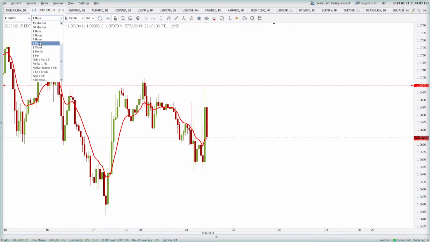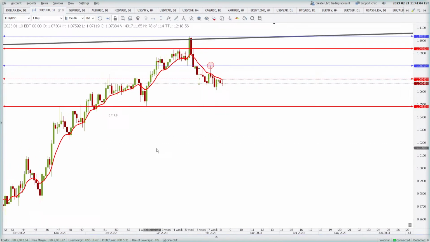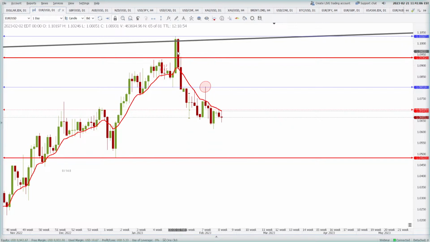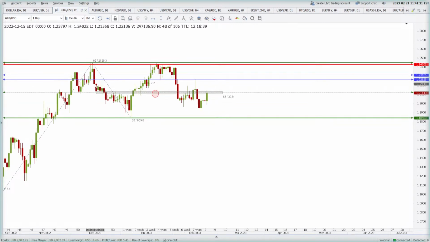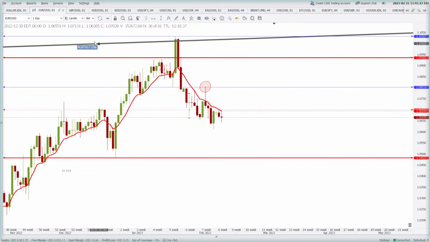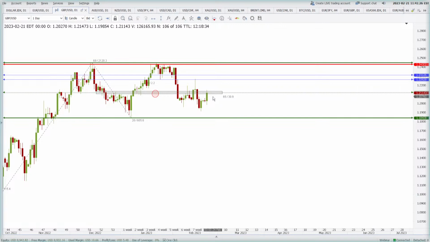Now this is 1 hour. We are not trading 1 hourly, but just for entry. And from the daily, the bias is bearish, the market structure is bearish, and the next support is expected around 1.0500 to 1.0482 area here. All right. So what about pound? Now when the euro is falling, the pound is rising.